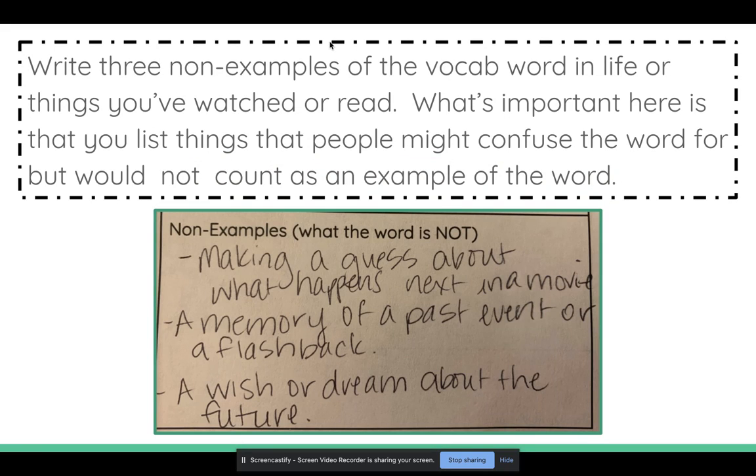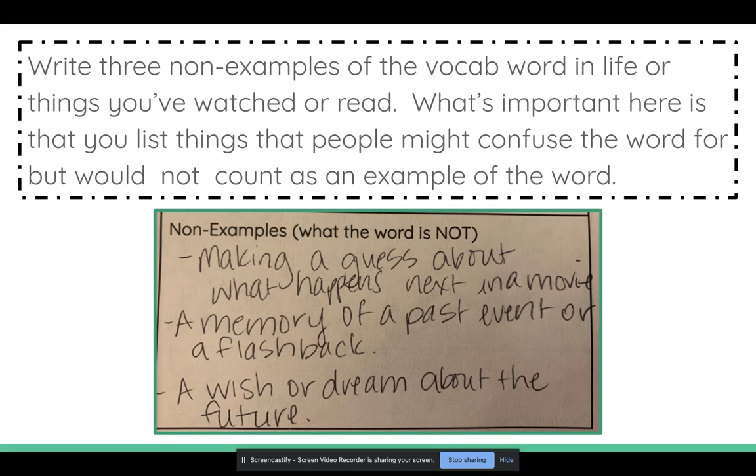All right, so this one's kind of a tricky step. On the bottom right-hand corner, you would write 3 non-examples, so 3 things the word is not. What's important here is that you list things that people might confuse the word for, but it doesn't technically count as an example of the word. So here are my examples. One of the things that foretell is not is just making a simple guess about what happens next in a book or a movie. I don't think that's quite to the level of foretell.